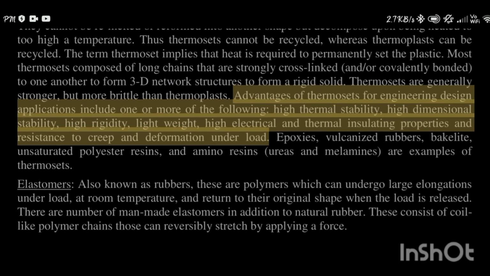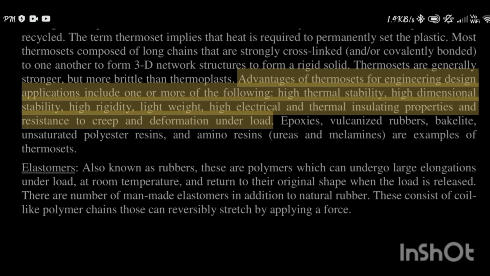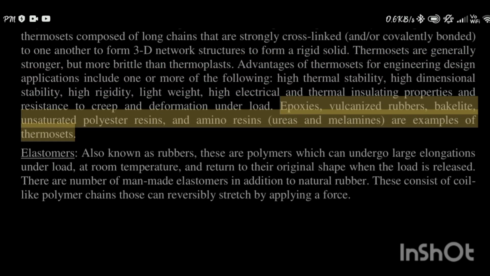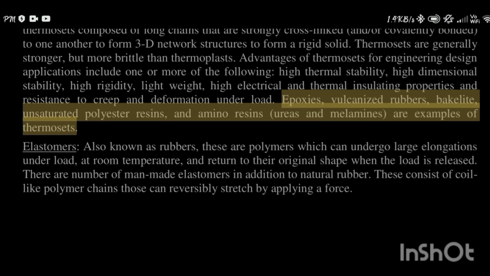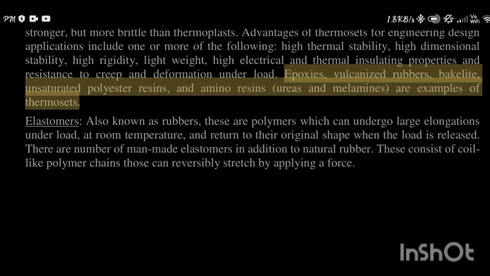Advantages of thermosets for engineering design applications include one or more of the following: high thermal stability, high dimensional stability, high rigidity, lightweight, high electrical and thermal insulating properties and resistance to creep and deformation under load. Epoxies, vulcanized rubbers, bakelite, unsaturated polyester resins, and amino resins, ureas and melamines, are examples of thermosets.